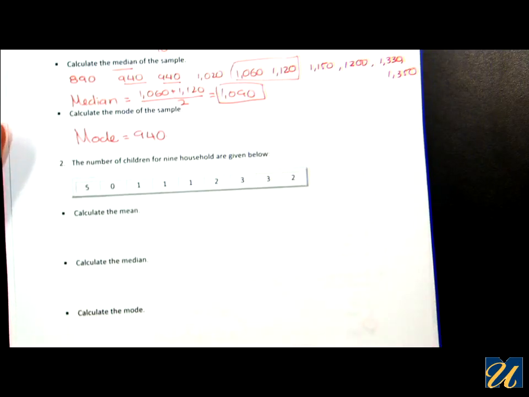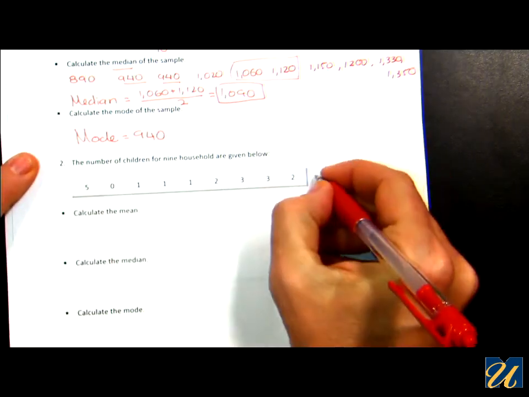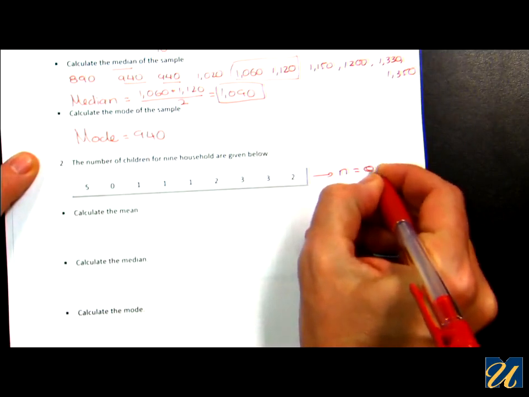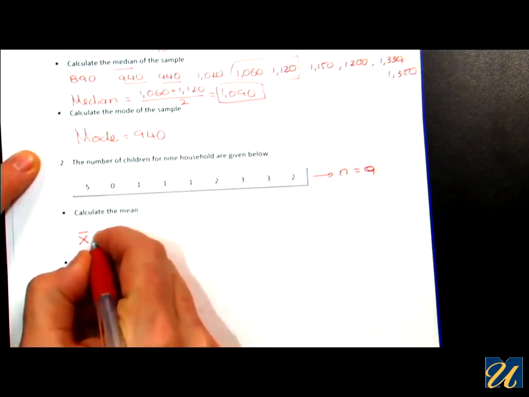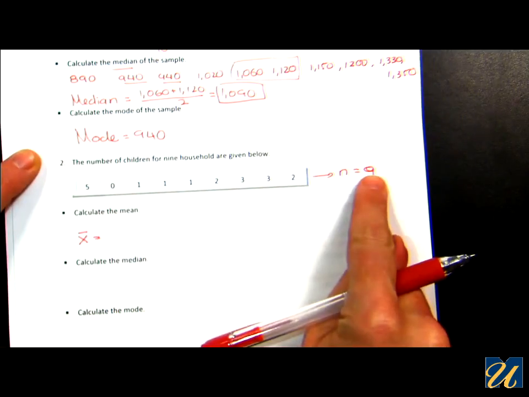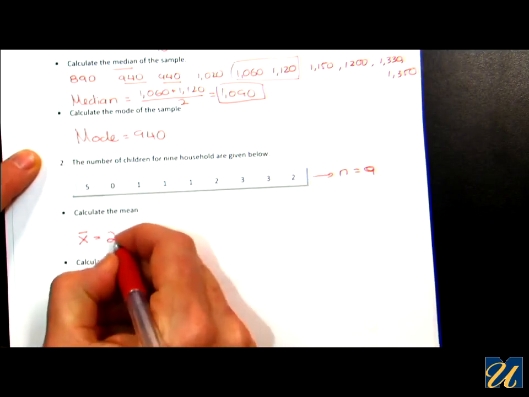The number of children for 9 households are given below. You have your data set. Once again, I'm asking for the 3 M's, mean, median, mode. We add them all. In this case, we have n equal to 9. To find the mean, you add them all, you divide by 9. X bar will be equal to 2.